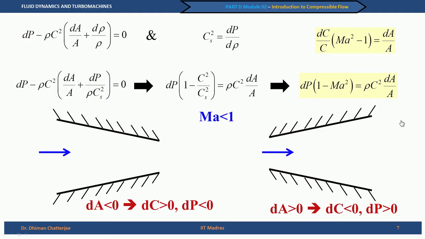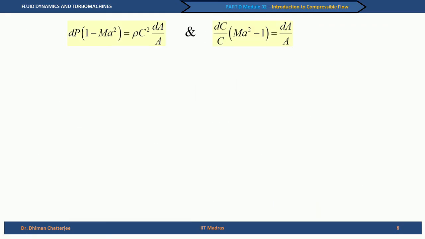The situation changes if we go for the supersonic flow. Let us look at it again carefully. Let us have the same expressions in front of us which we have done in the last slide. So, dp into 1 minus Mach number square is rho c square times dA by A, and dc by c times whole multiplied by a Mach number square minus 1 is dA by A.